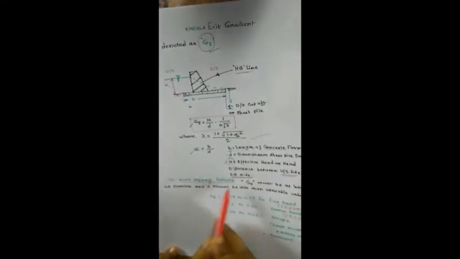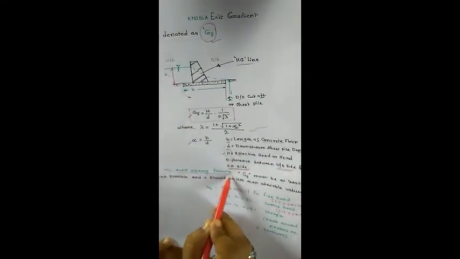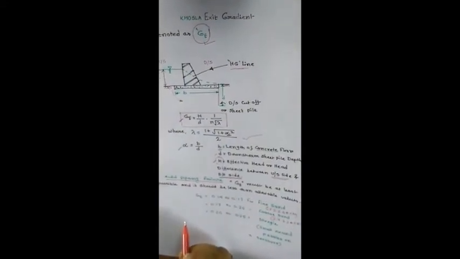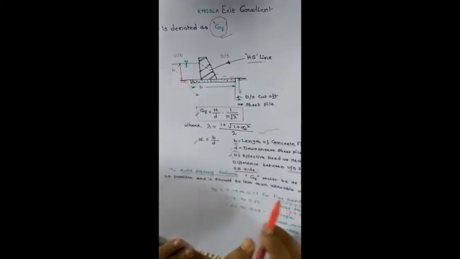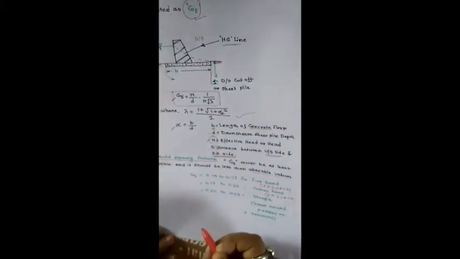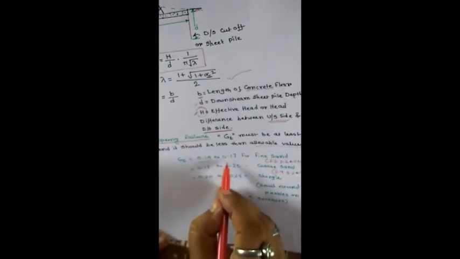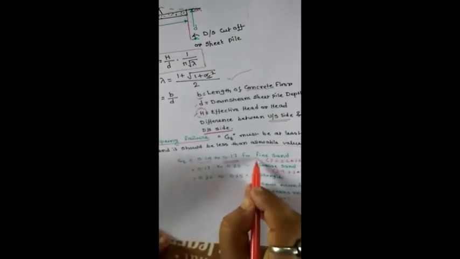Why is this exit gradient important to all of us? Because to avoid piping failure, GE must be as small as possible. We would like to minimize the GE value. As it is minimized, there will be less chance of piping, and it should be less than the allowable values. Now you can ask me, what are the allowable values? GE should be 0.14 to 0.17 for fine sand.